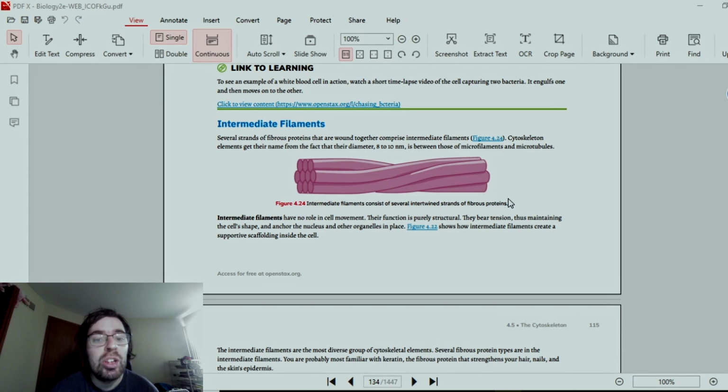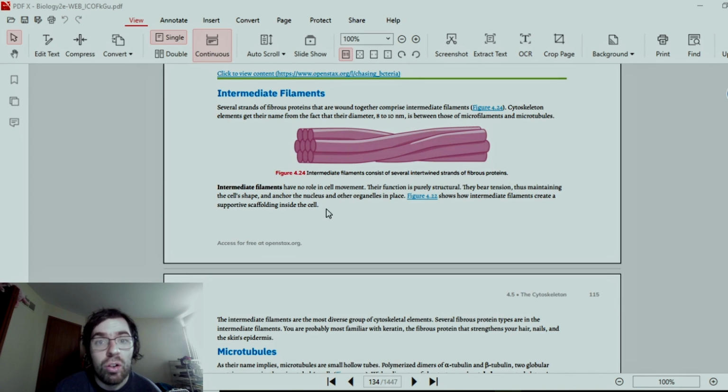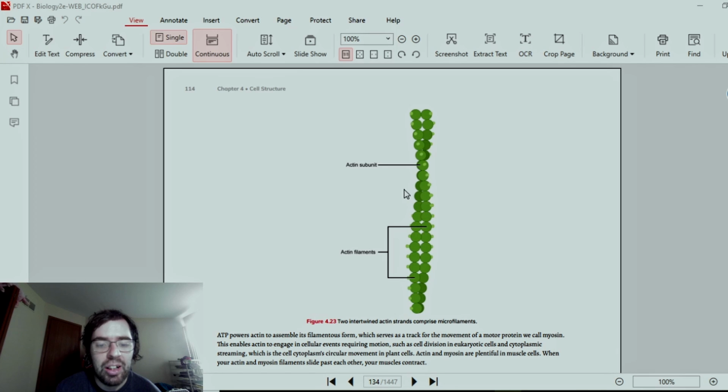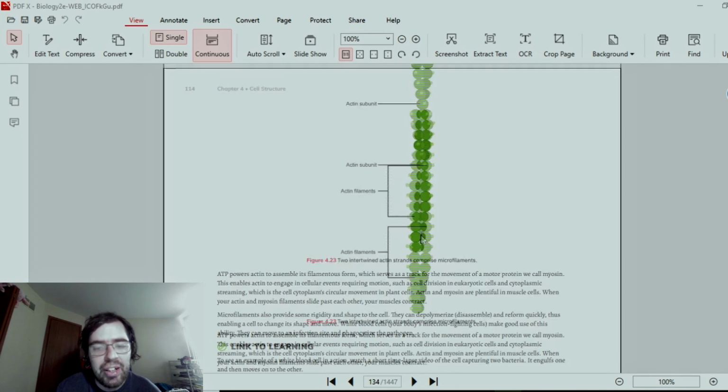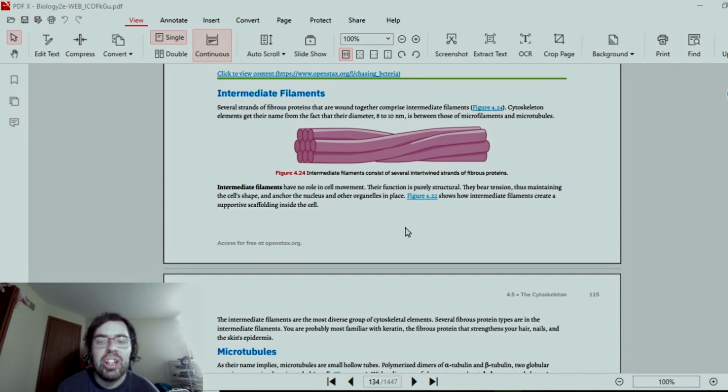Then we have the intermediate filaments. Several strands of fibrous proteins that are wound together comprise intermediate filaments. These cytoskeleton elements get their name from the fact that their diameter, which is 8 to 10 nanometers, is between those of microfilaments and microtubules. The intermediate filaments have no role in cell movement, as opposed to these, which do help the cell move. Their function is purely structural. They bear tension, thus maintain the cell's shape and anchor the nucleus and other organelles in place, similar to the bones of an endoskeleton creature, such as you and me.